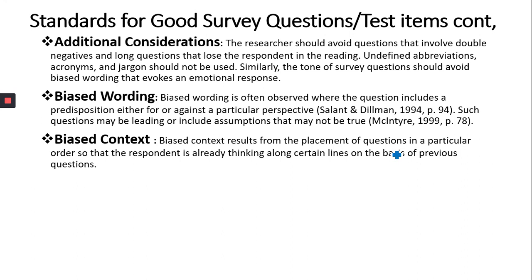The researcher must avoid questions that involve double negatives and long questions that lose the respondent in the reading. Undefined abbreviations: have you ever visited the AU? AU can be contextual. It can mean Agriculture Union. It can mean African Union. So don't use abbreviations.